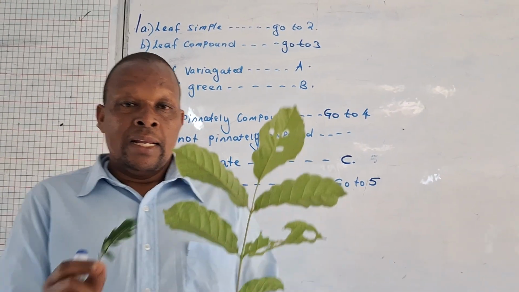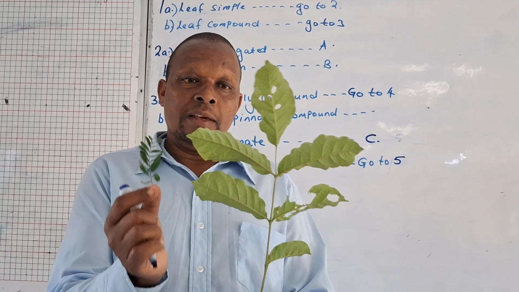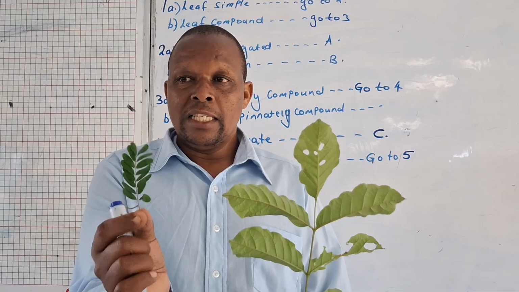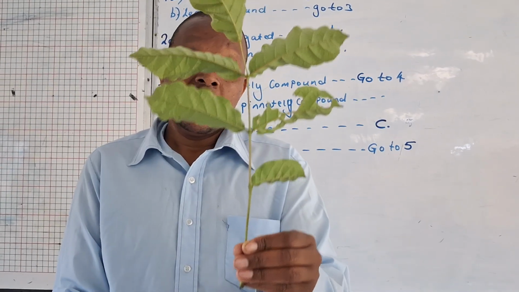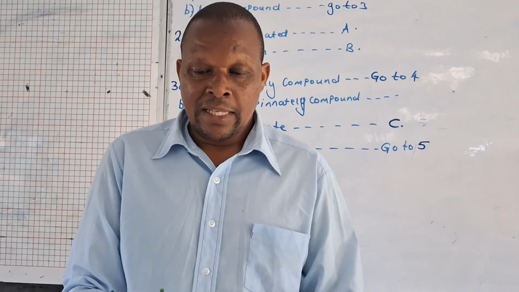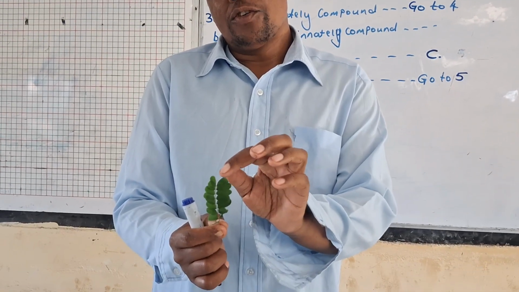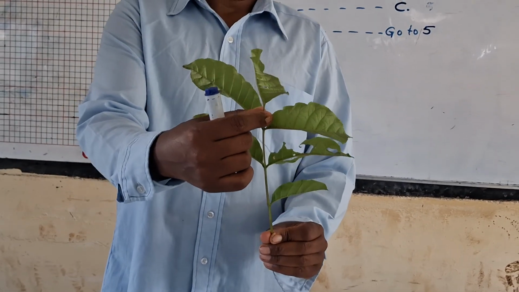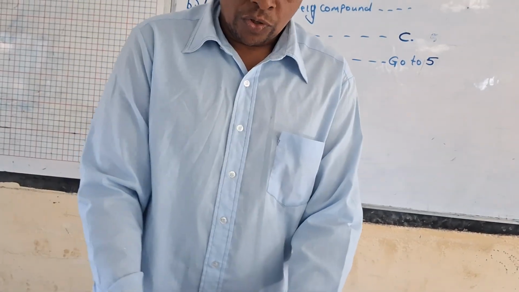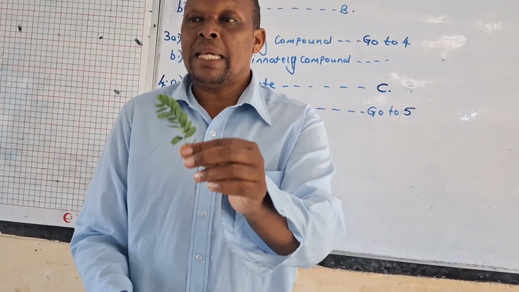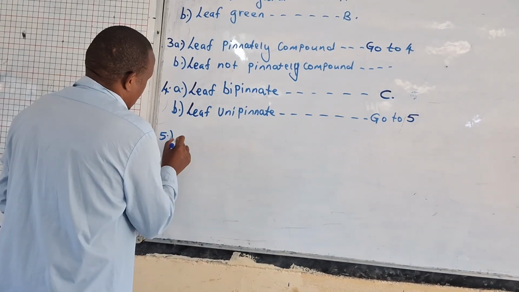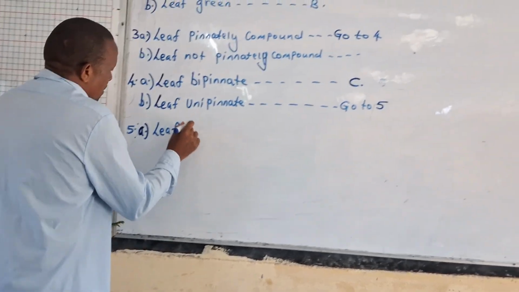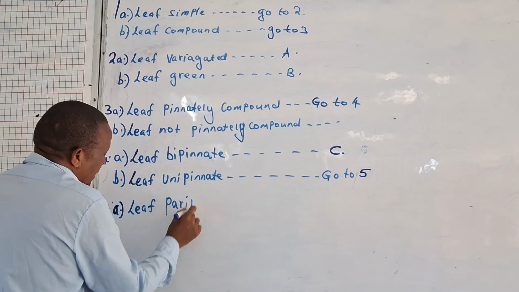How can we differentiate this unipinnate leaf and this other unipinnate leaf? So we say this one is paripinnate while this one is imparipinnate, whereby we say, when you say paripinnate, we mean there's no leaflet at the apex of the leaf. But here, we have a leaflet at the apex of the leaf. So this is leaf paripinnate. Okay, so number 5A, leaf paripinnate.